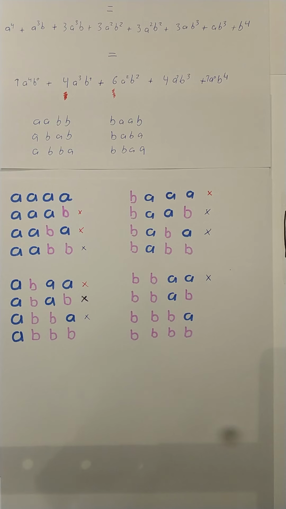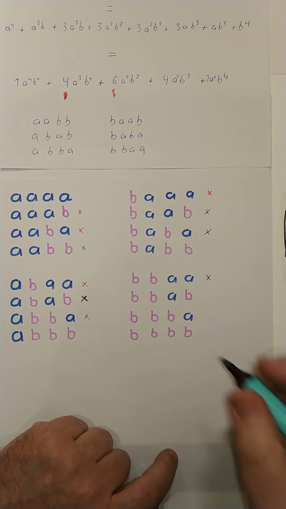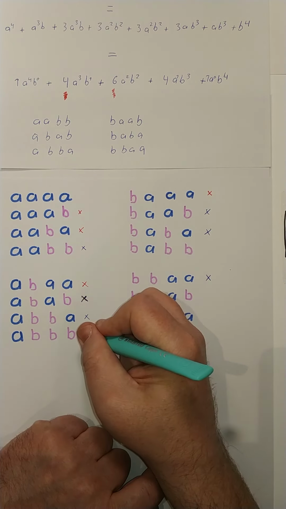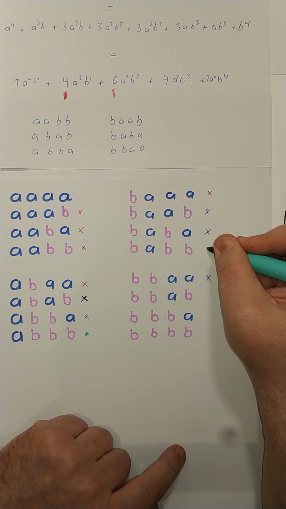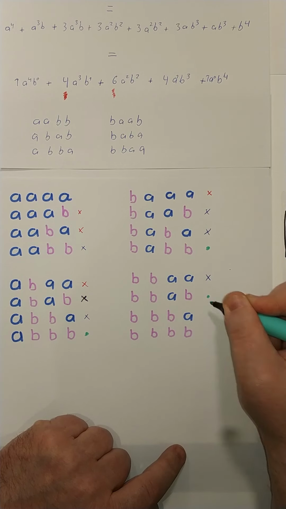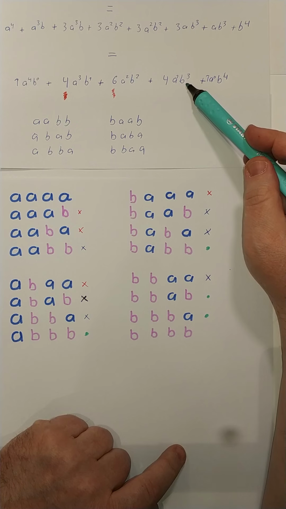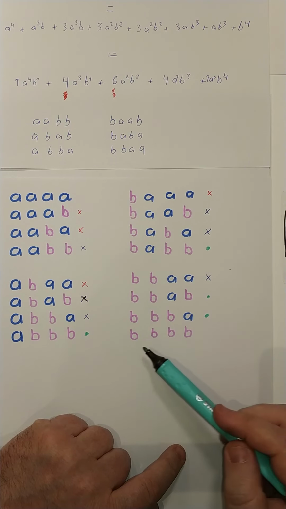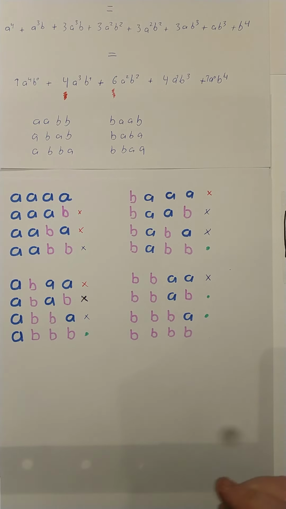And then looking at those with 1 a and 3 b's, we find 1 there, 1 there, 1 there, and 1 there. So there's 4 a b cubed. And then there's 1 single b to the fourth. There's only one way of combining them to get all 4 b's.